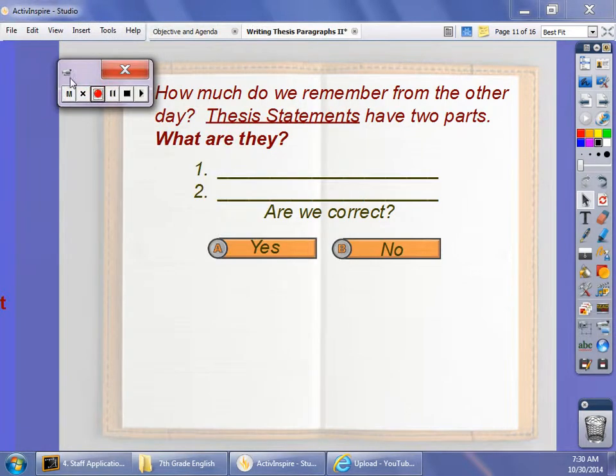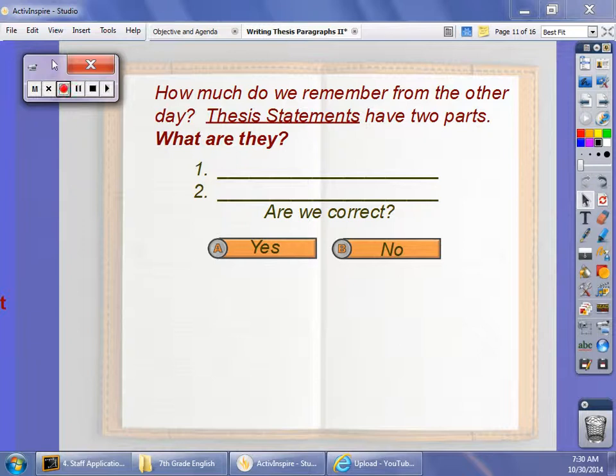Hey guys, welcome back. We had a quick review on thesis paragraphs. Now we're going to focus specifically on writing a thesis statement. The first couple slides are going to be a review. How much do we remember from the previous day?